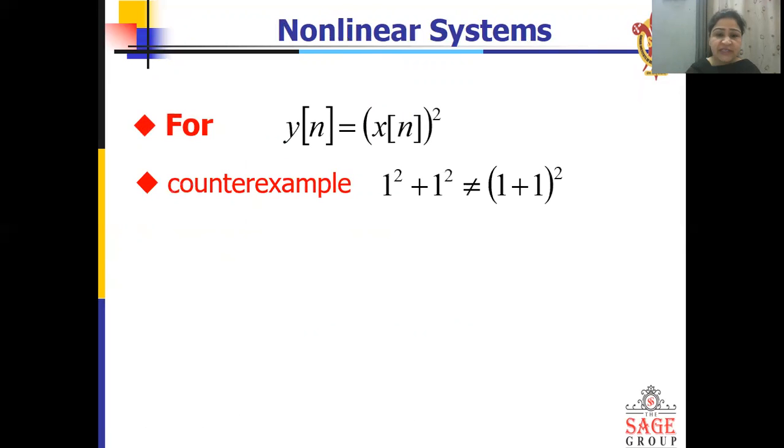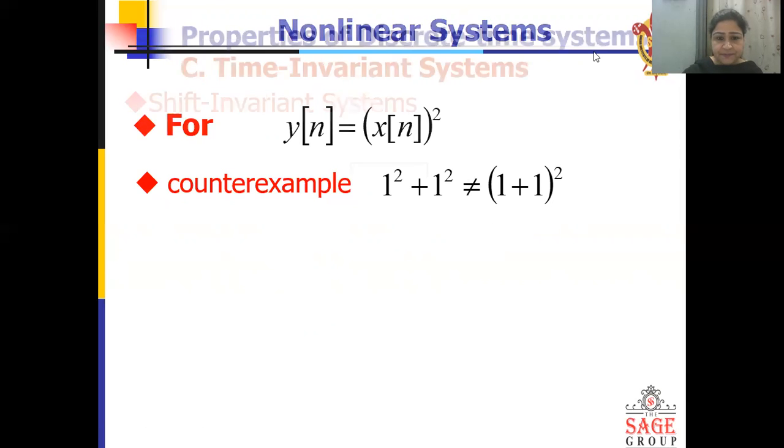Now, we have one more example, which is a squarer circuit. Squarer circuit means if any input is given to a discrete time system, then the output should be the square of that particular input. In that case, it will be a non-linear system, because if we have two inputs, say 1 and 1, and we square these two and add, then it will not be equal to the result if these two inputs are added and squared. So this is a non-linear system.